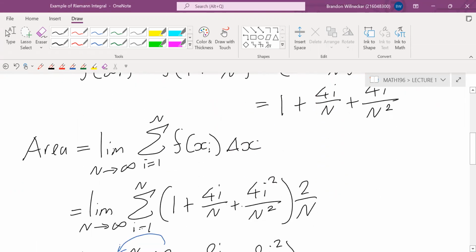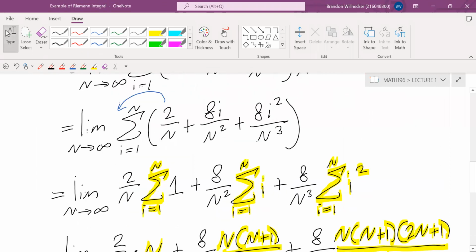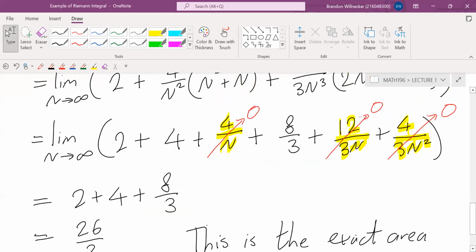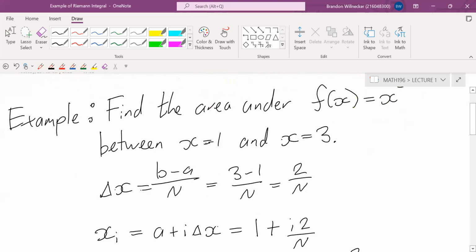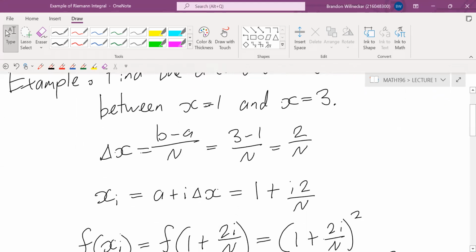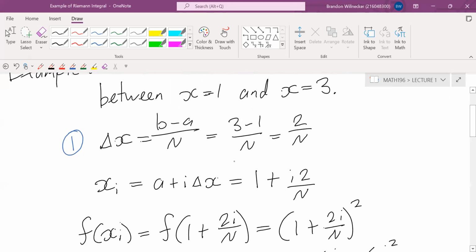Okay, so it looks like a very long calculation, but each step is not so bad. So let's just run through this again. So the first thing that we had to do was calculate the width of the rectangle. So that's the delta x. It's always going to be b minus a over n. You just plug in what you know, and you can simplify that.